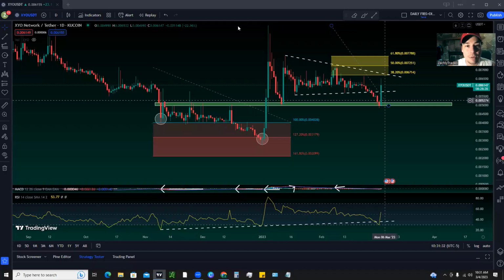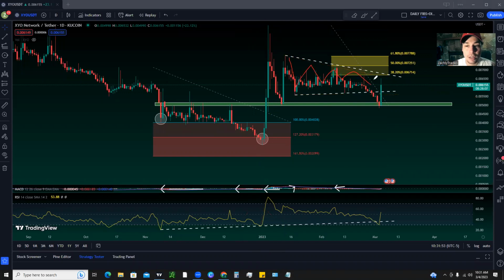So that's HBAR. Now we're going to go over XYO real quick. So taking a look at XYO on the daily chart here, we can see that since 2023 started, it really had this huge explosive move, okay? But really has just traded sideways since then and consolidated.